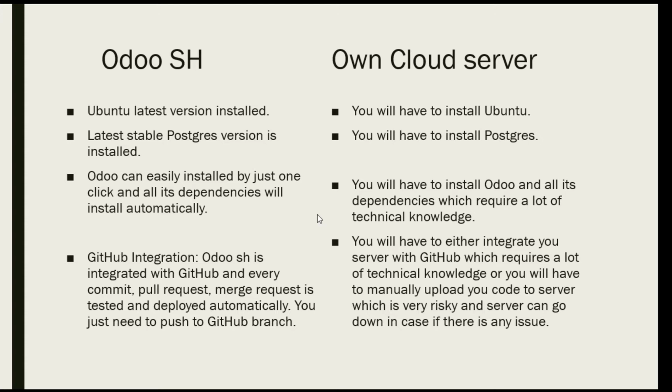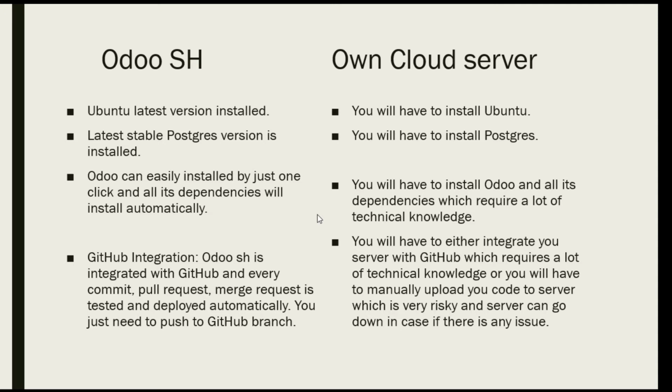I explained before, and it will also install all the Odoo dependencies, Python dependencies, automatically. But this is not the case with our own servers. You will have to configure Odoo config files, and there are a lot of parameters that you have to keep in mind, and also you should have some technical knowledge of server commands to run and install different dependencies. And the most beautiful feature of odoo.sh is GitHub integration.